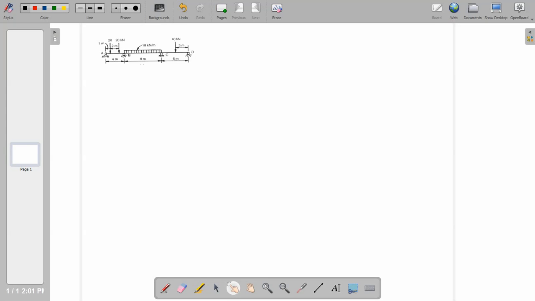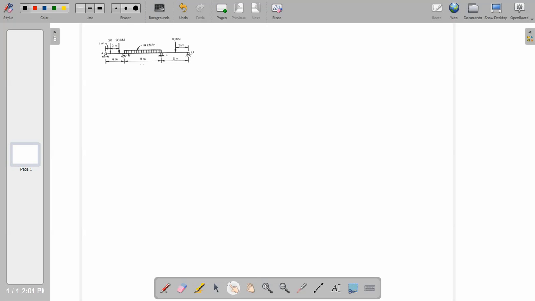Hello everyone. First, I'm sorry for the delay, but in this recording, I'm going to show the moment distribution method. This method we will be using a lot, both when we use the equivalent frame method for two-way slabs, as well as for the analysis and design of continuous spans.